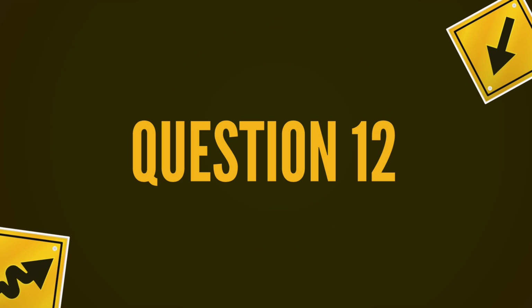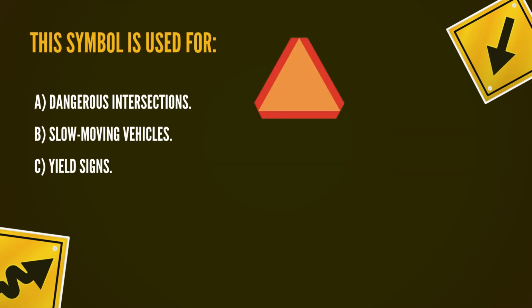Question 12. This symbol is used for: Option A, dangerous intersections. Option B, slow-moving vehicles. Option C, yield signs.